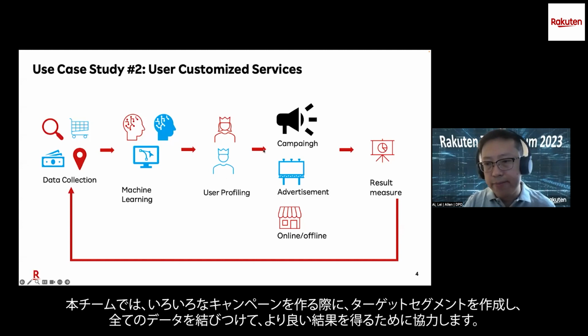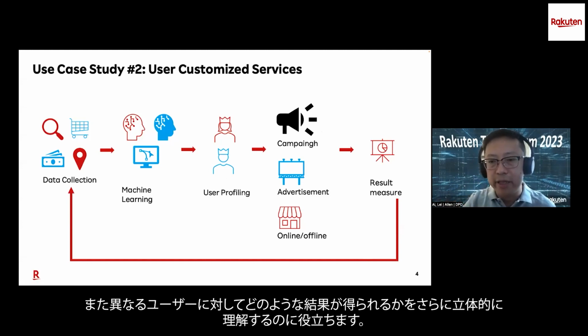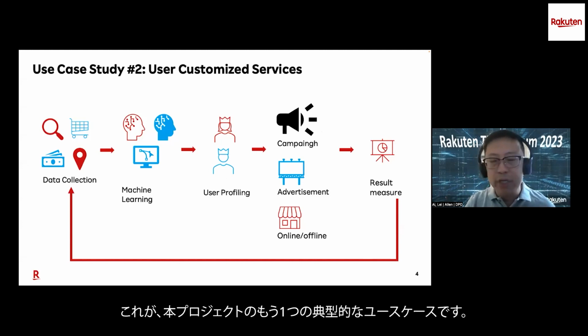Then the business team will make different campaigns or advertisements, even online and offline. All these businesses can work together to have a better result. Of course, all these different campaigns and advertisements will eventually be fed back into the data collection part to further understand whether this kind of business activity is appropriate or not, and whether it has a good result for all these different users. So that's another typical use case for a data platform.